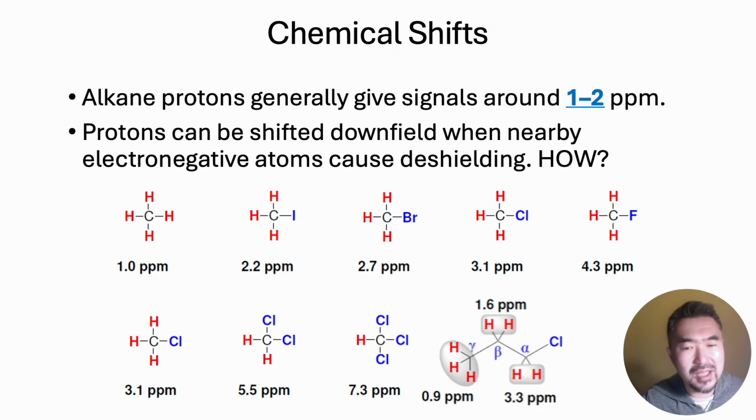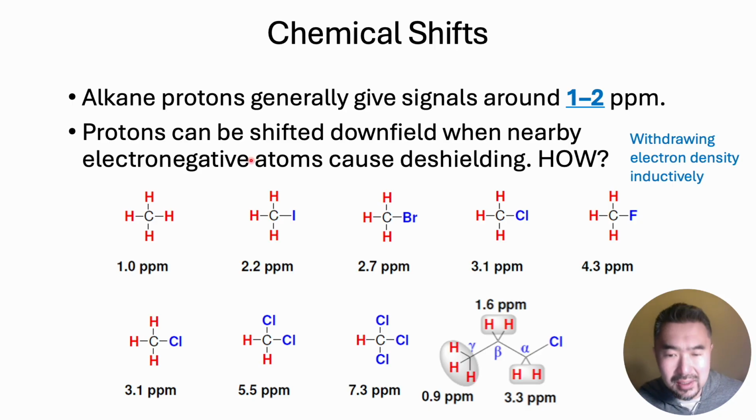They can be shifted downfield, meaning higher chemical shifts, when you have electronegative atoms attached, and of course that's because they can inductively withdraw some electron density through the bonds. These are some of the trends, and you notice that this chemical shift is correlated to how electronegative each atom is. Iodine is not as electronegative as fluorine, for instance.